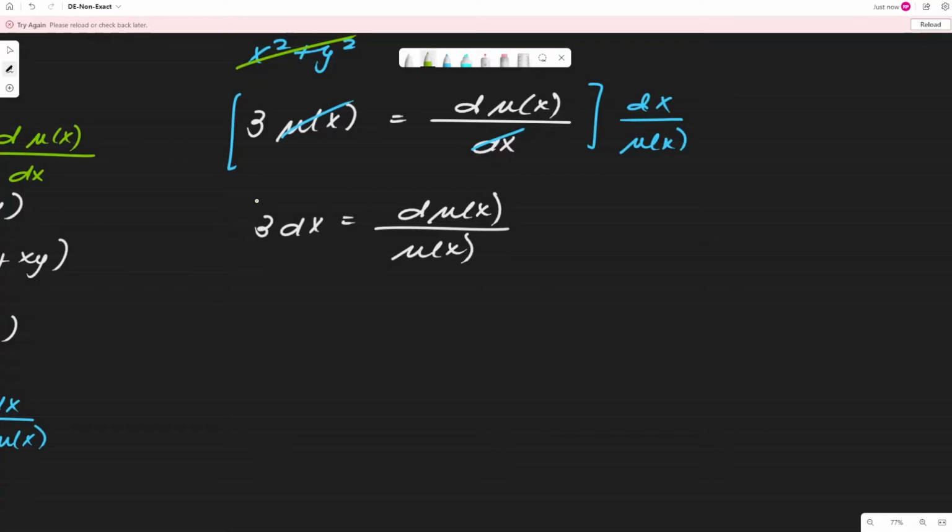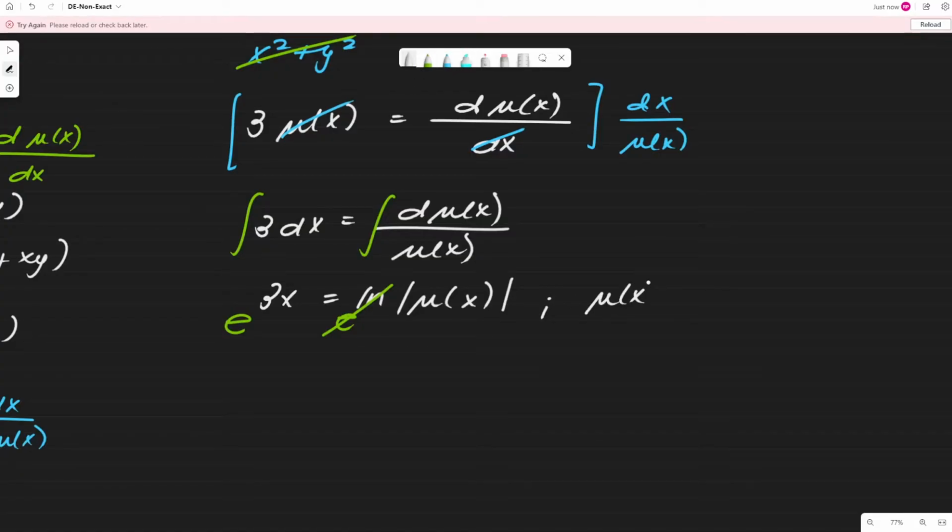Then let's get the antiderivative. The antiderivative of 3 dx is simply 3x. Then we'll have ln of mu of x. Since mu of x is inside a ln, we need to apply the e property. So e raised to ln cancels, but we also need to do this on the other side. Nothing cancels on that side since 3x is not inside a ln. Therefore, the value of our integrating factor is e raised to 3x. We can no longer simplify, so e raised to 3x is our integrating factor.